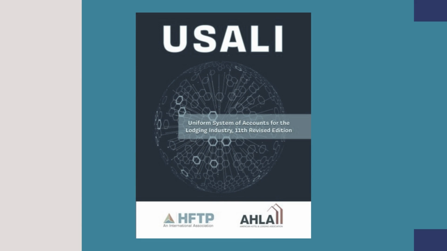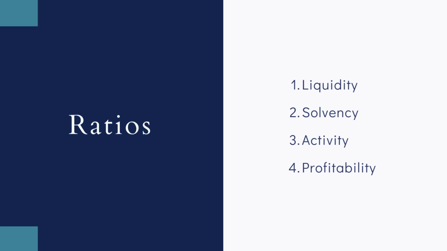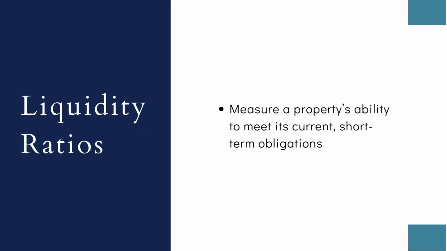Within the USALI framework, you will also find an overview of the 4 financial fundamental ratio categories: liquidity, solvency, activity, and profitability. Let's embark on our exploration with the first category, liquidity. Liquidity ratios gauge a property's capacity to meet its short-term obligations. A relatively low current ratio might be preferable if you're an owner or shareholder. Now, you might wonder, is higher not always better? But that's not the case.